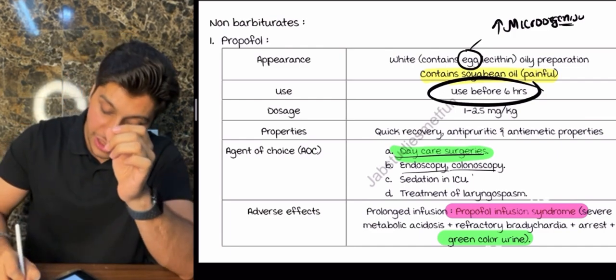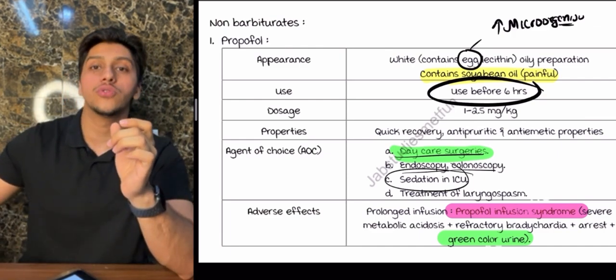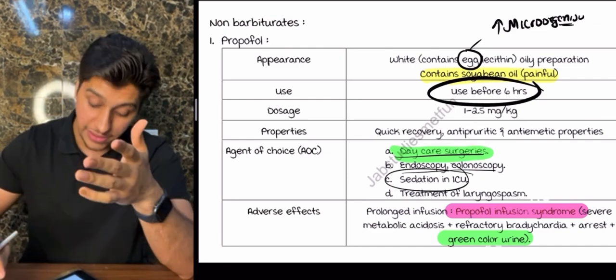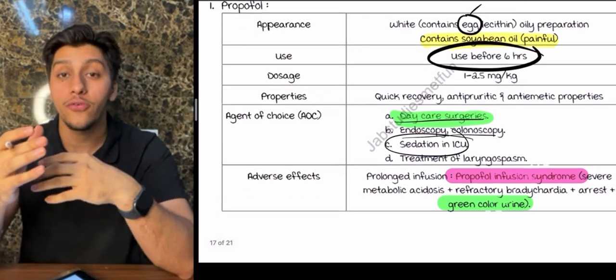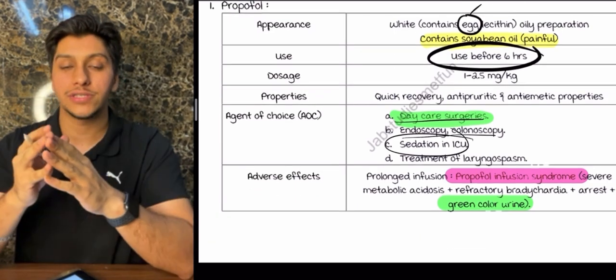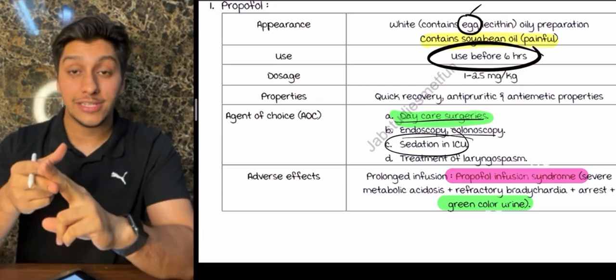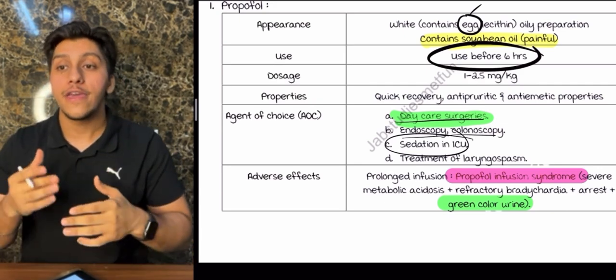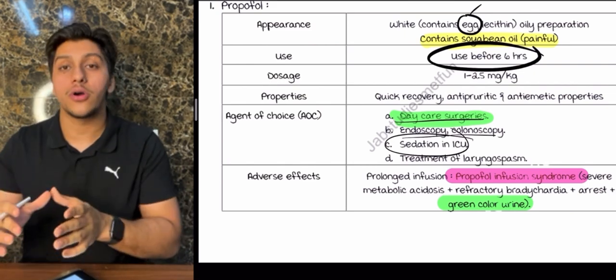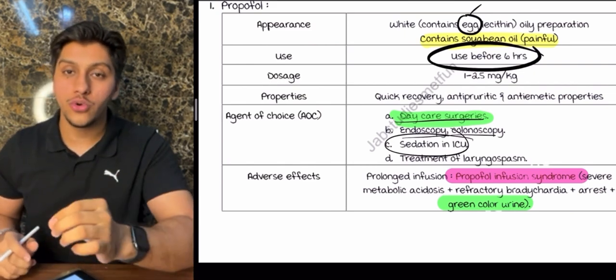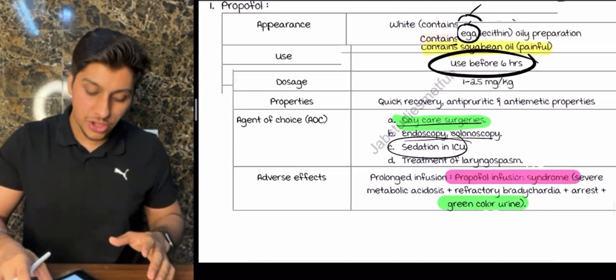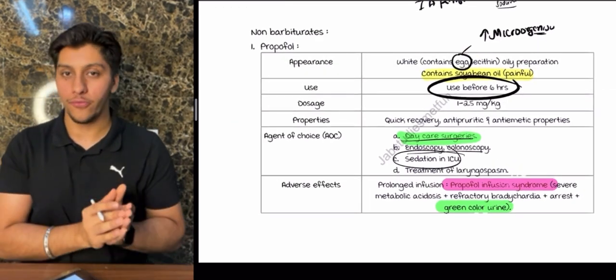So that is why you will be using propofol. Then you have sedation in ICU. But remember, you will not use it for long sedation in ICU because of a syndrome known as propofol infusion syndrome. Propofol infusion syndrome includes refractory bradycardia, metabolic acidosis, and even arrest. Why? If you use large and prolonged amounts of propofol. Along with that, the urine will be green in color. So make sure you know all these factors of propofol.